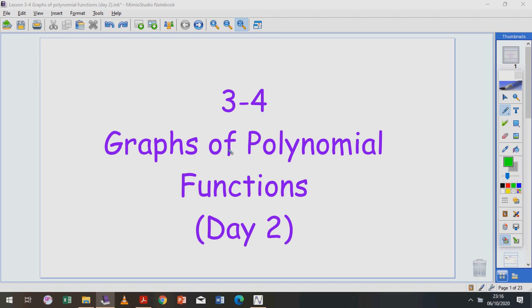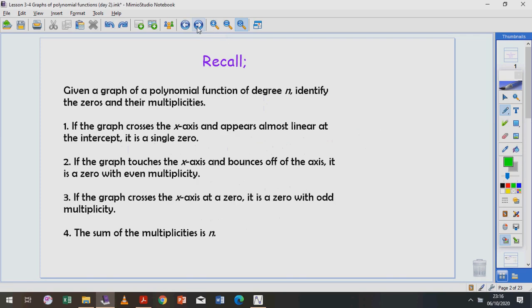Hope you're doing well. So today we'll try to complete this section on graphs of polynomial functions. And just to remind you, if you have a polynomial function of degree n and you want to identify the zeros and the multiplicities, then I hope you remember that if the graph crosses the x-axis and appears almost linear at the intercept, then it has a single zero.